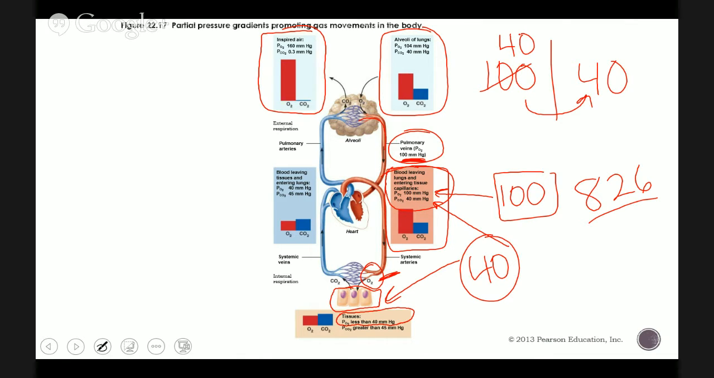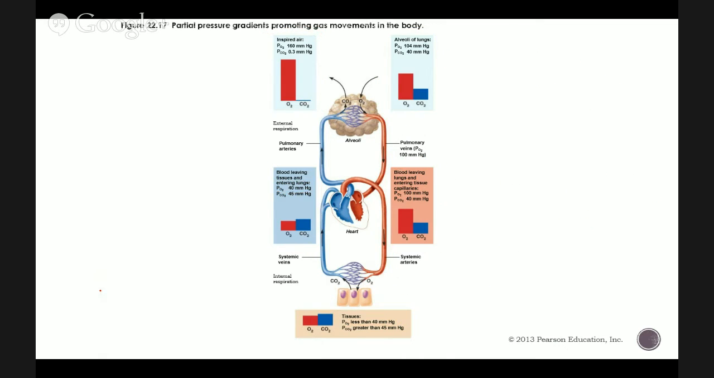Okay? So is it any surprise that when the blood leaves the tissue and enters the lungs, the oxygen is at 40 millimeters mercury? Are you surprised by that? Not anymore, right? Makes perfect sense. Cool. Anybody confused by that? This is as hard as it gets, really.